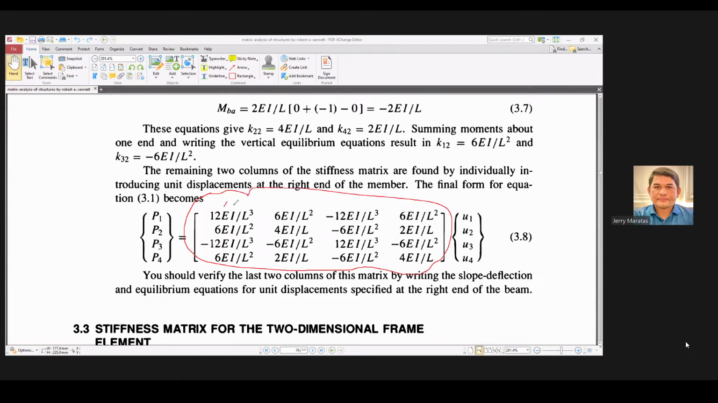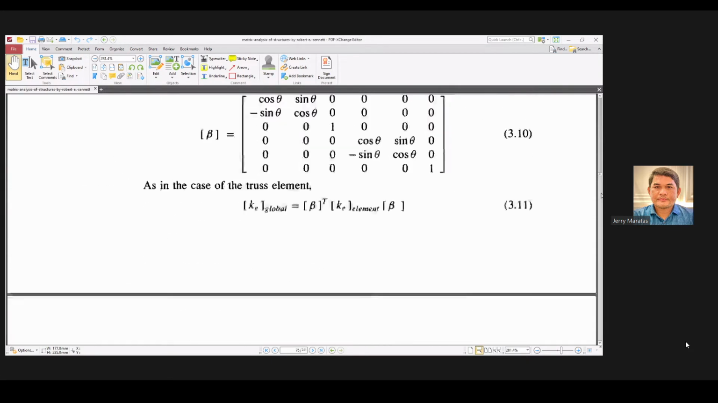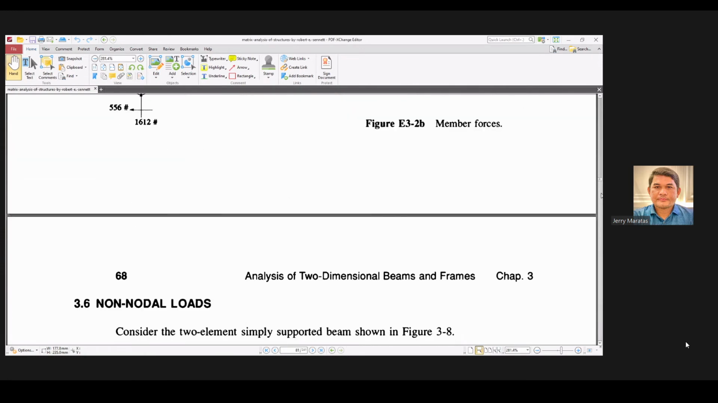So 12 EI, just substitute, no? These values. Okay, so we can get the stiffness matrix per element. Okay, elemental stiffness matrix. Let's move up to the example.